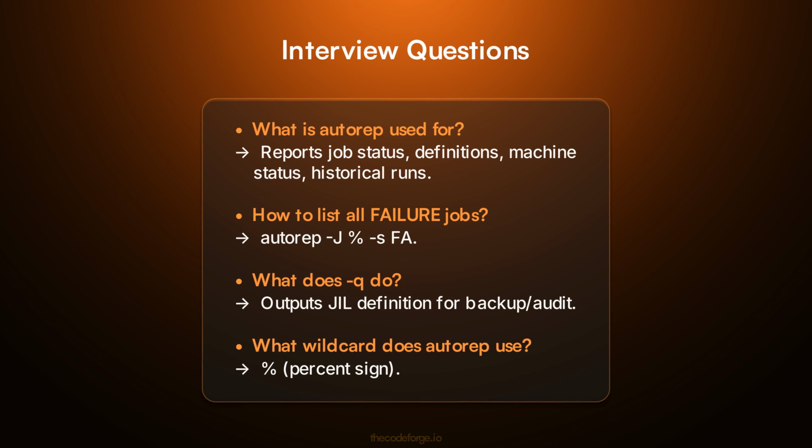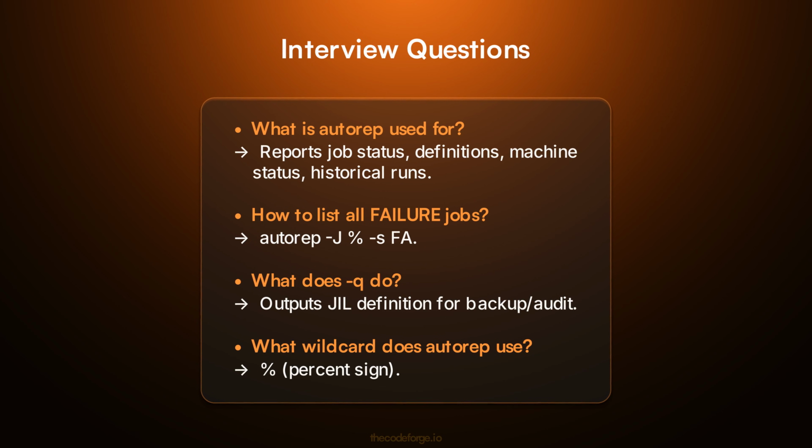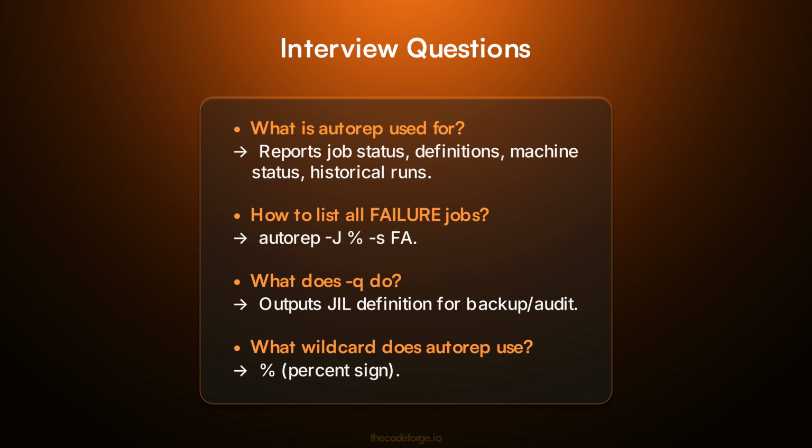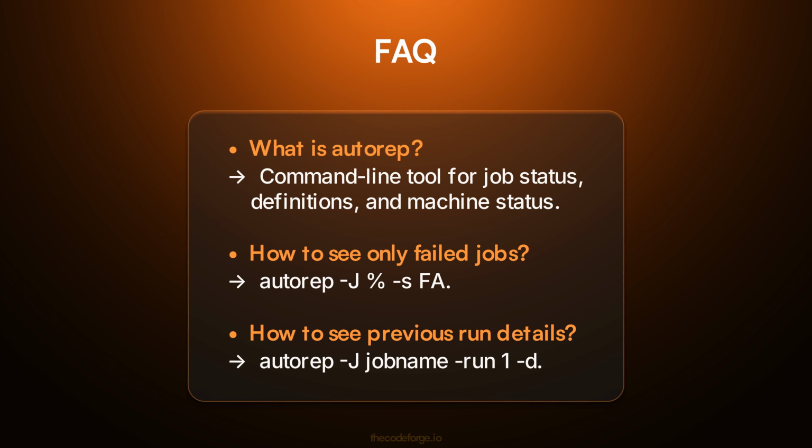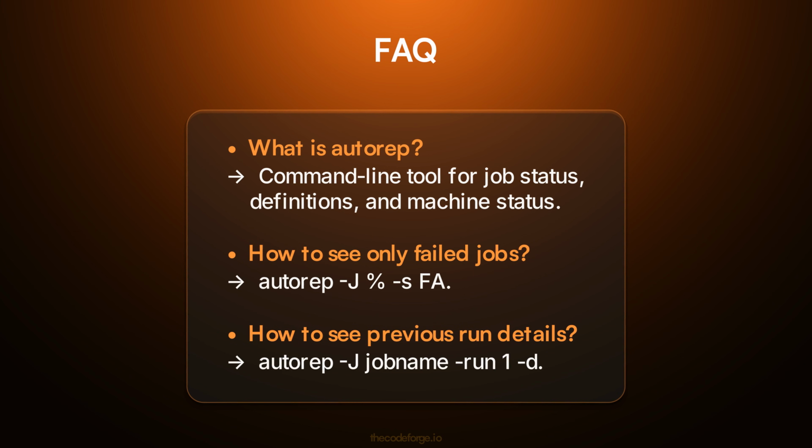Let's run through some common interview questions. What is autorep used for? Reports job status, definitions, machine status, historical runs. How to list all failure jobs? autorep J%SFA. What does Q do? Outputs JIL definition for backup and audit. What wildcard does autorep use? The % sign. And a few frequently asked questions. What is autorep? A command line tool for job status, definitions, and machine status. How to see only failed jobs? autorep J%SFA. How to see previous run details? autorep J JobName run1 D.